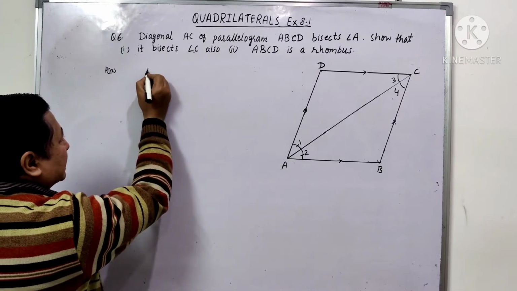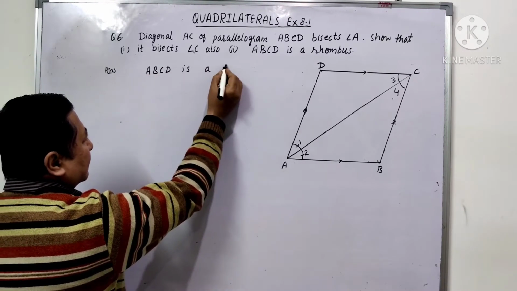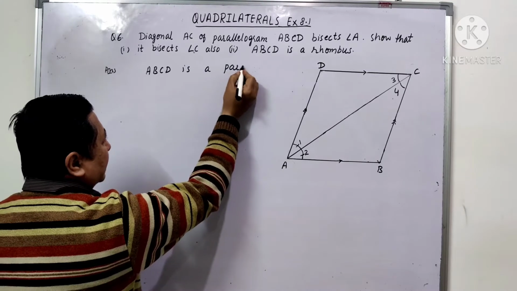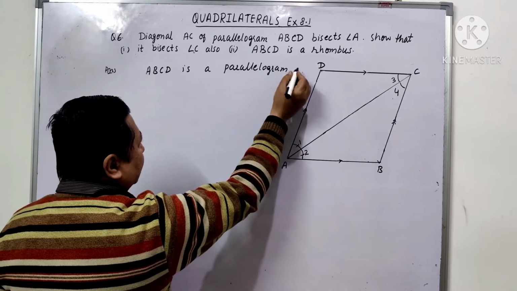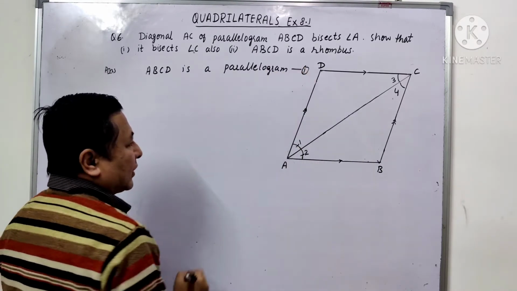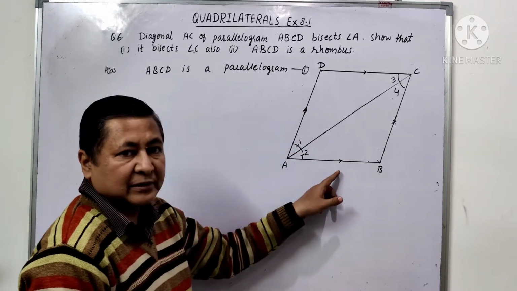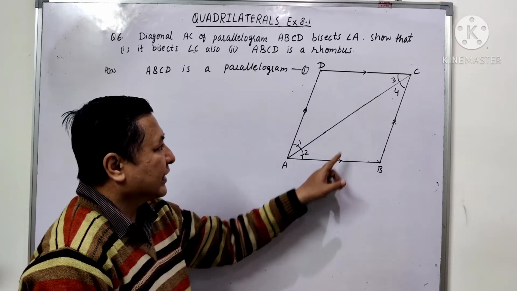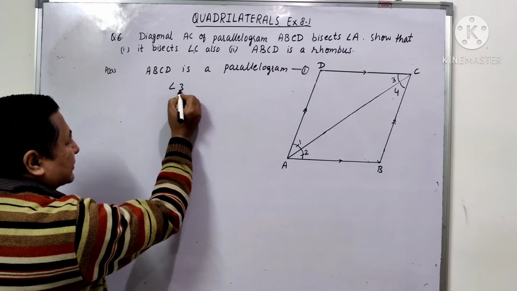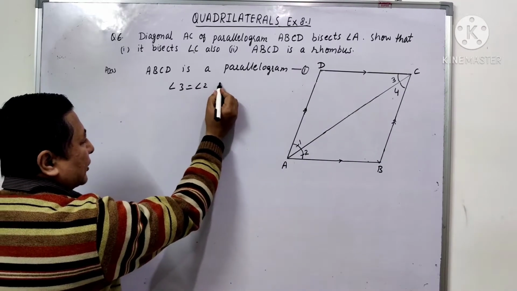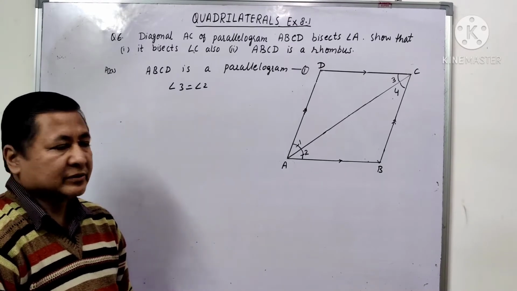So let us see what is given in the question. We'll write ABCD is a parallelogram. It is given in the question that it is a parallelogram. We'll mark it as equation number 1. Since it is a parallelogram, DC and AB will be parallel. Therefore, we can write angle 3 is equal to angle 2, as you know that they are forming alternate interior angles.